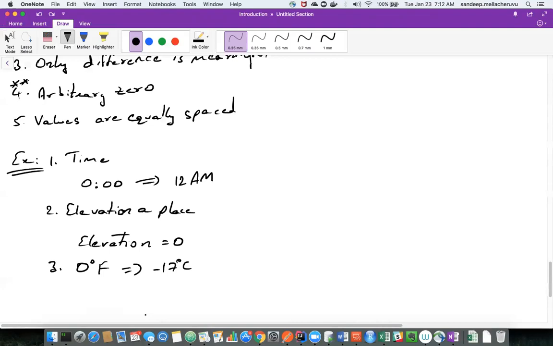So basically, say any 0 Fahrenheit or 0 time, if you convert it into any other scale, and if the answer is not 0, then it's arbitrarily 0. Yes, we are just assigning it for the name, for the convention. Okay, it's not really 0.